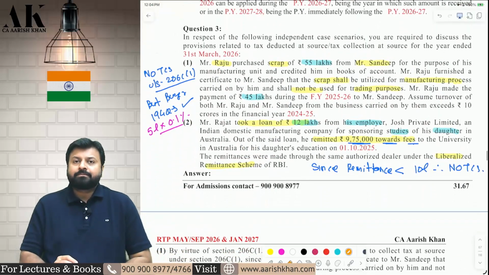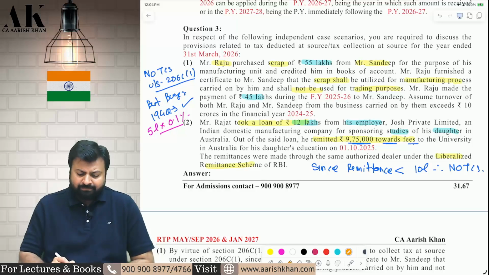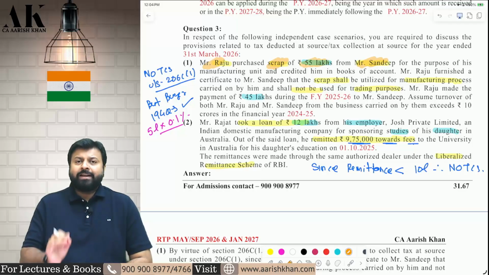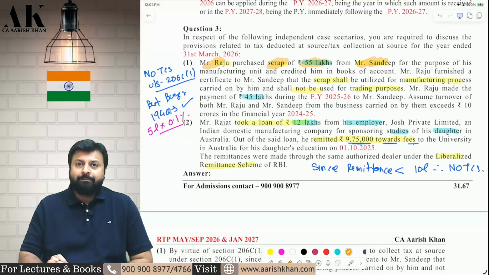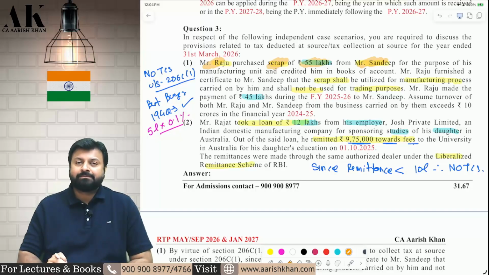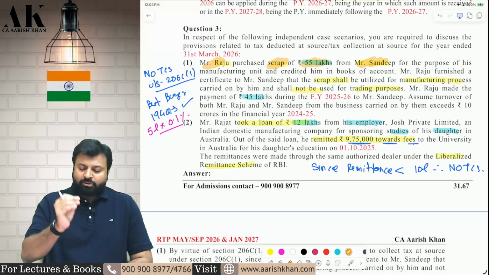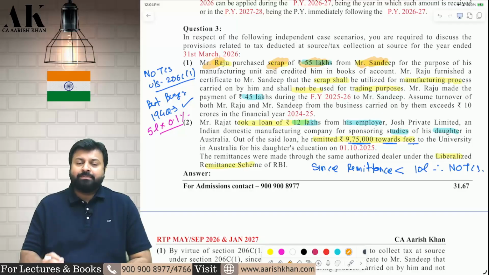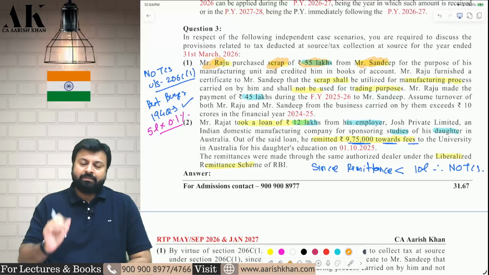Question number 3. A similar question we have done earlier. Point number 1 we have done earlier, similar. Not exactly similar, but kind of similar. Mr. Raju is a buyer and Mr. Sandeep is a seller. Raju is buying some scrap of 55 lakh rupees. Now generally, if a seller is selling scrap, then he should collect TCS under section 206C subsection 1, because in 206C(1), scrap is covered for TCS. So Mr. Raju is buying some scrap of 55 lakhs from Sandeep, so Sandeep should collect TCS technically.